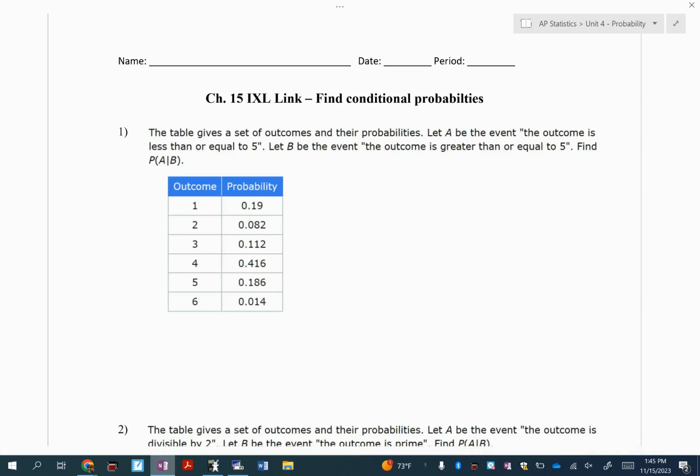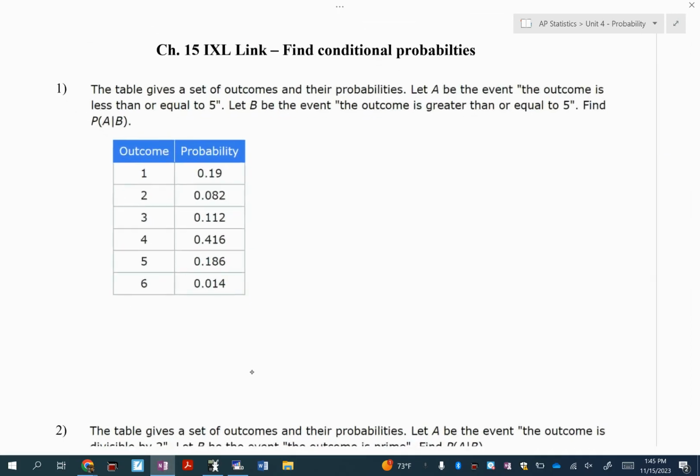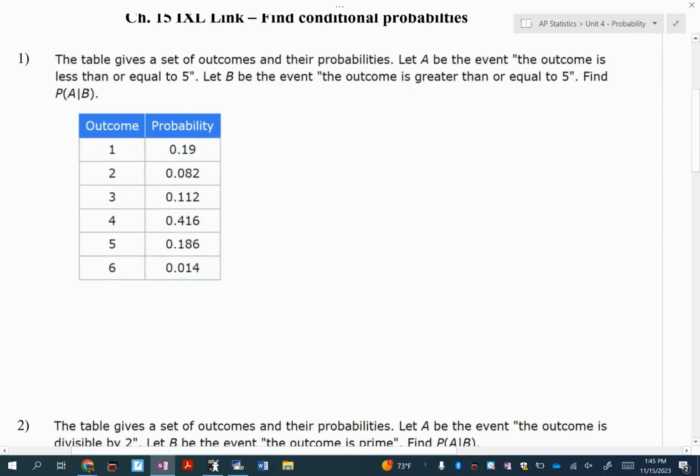So we've got a table that gives a set of outcomes where it says, let event A be the event that the outcome is less than or equal to 5. The event B is the outcome is greater than or equal to 5. It says find the probability of A given B. Let's write down that formula. Remember, you will get this from me on our test and on the AP exam.